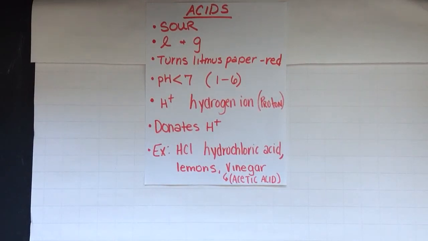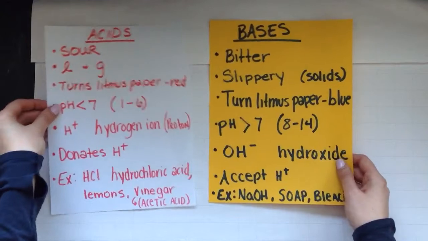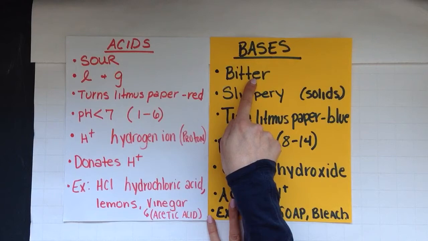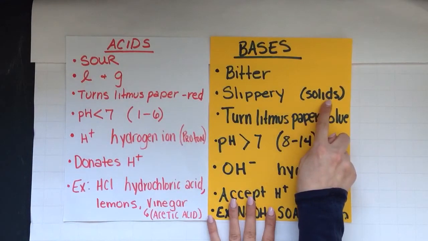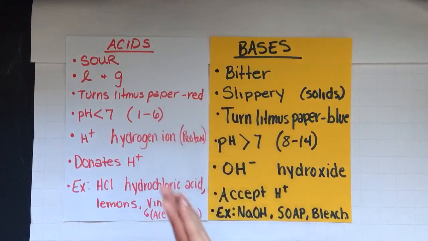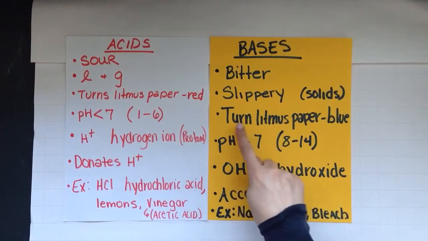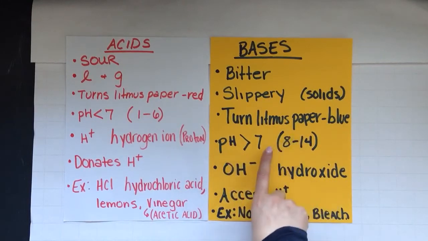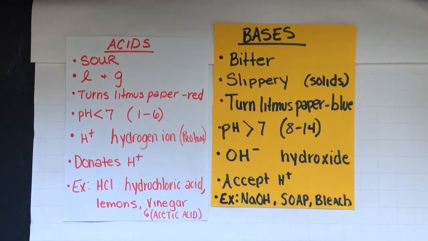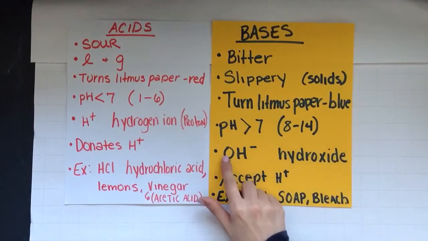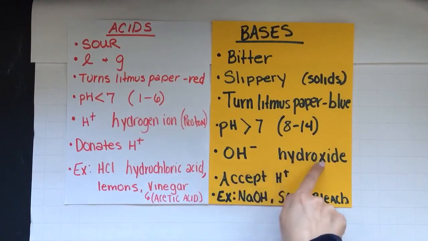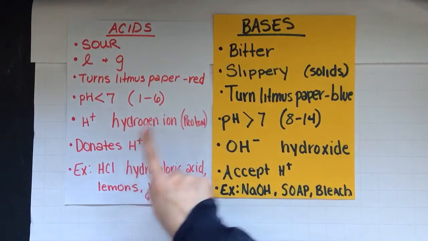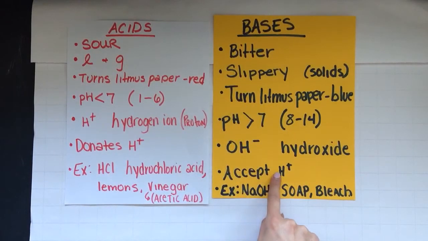In comparison, we have something called bases. And if we put them side by side, while acids are sour, bases are bitter, the ones that we can taste. They are mostly solids, and if you can touch a base, it's very slippery. Litmus paper turns blue for bases, and the pH of bases is greater than 7, ranging from 8 to 14 on the pH scale. Bases are usually made up with hydroxides, though not all bases are. Remember, hydroxide is the OH minus ion. And while acids donate the H plus, it's the bases that will accept them.